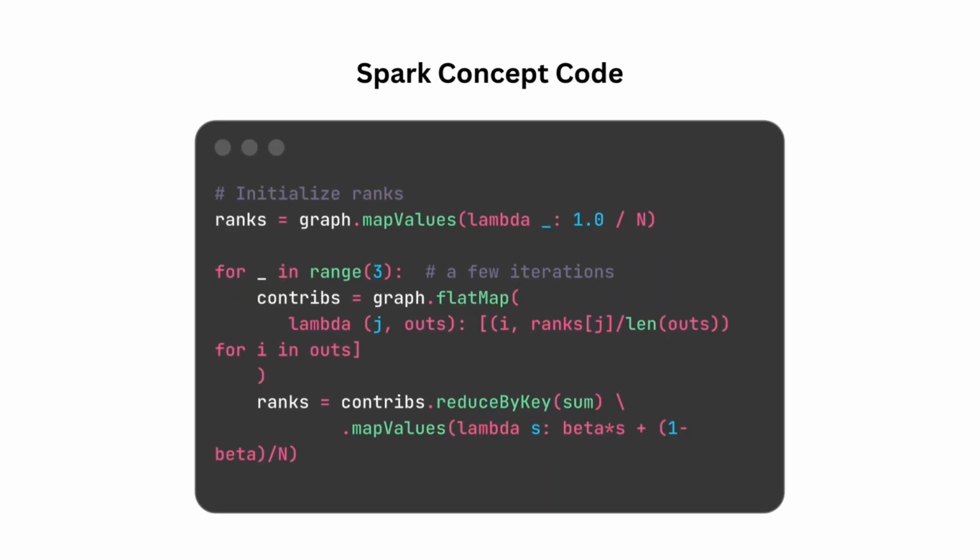Here's the Spark version. It looks similar to MapReduce, but Spark keeps the graph in memory instead of reloading it each time. Each iteration, we use flatMap to emit contributions, reduceByKey to sum them, and mapValues to apply damping. The key advantage is speed. The loop runs in memory, not as separate jobs.